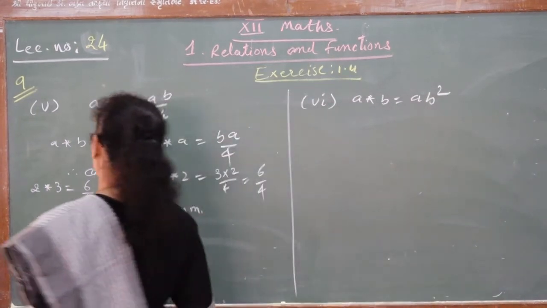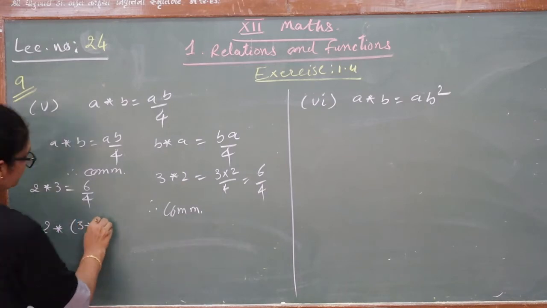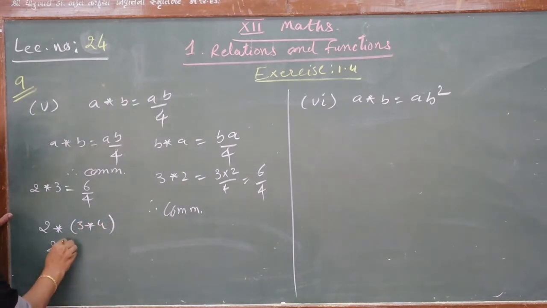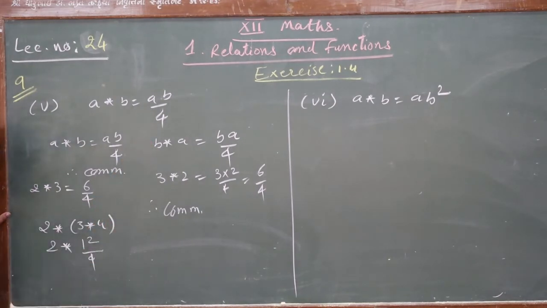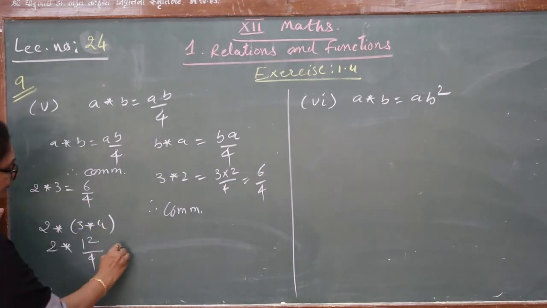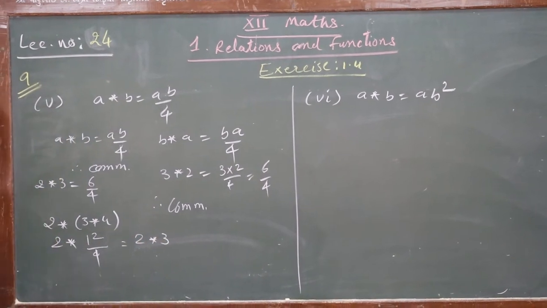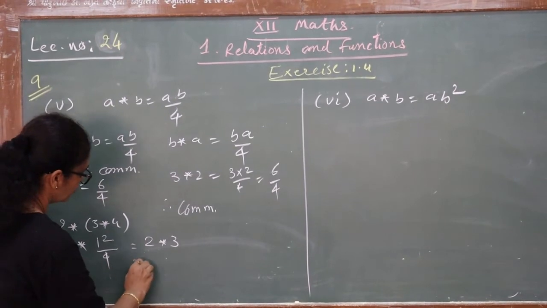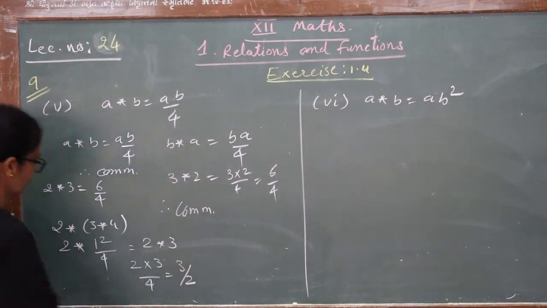Similarly, let's check associative. So 2, 3, 4. What is it? 2 and 3 4s are 12 by 4. 12 by 4 means what? 2 and 3 only. 4 3s are 12. So we can write 2 into 3 by 4. So the answer is 3 by 2.